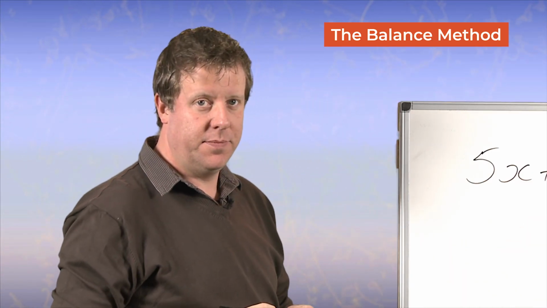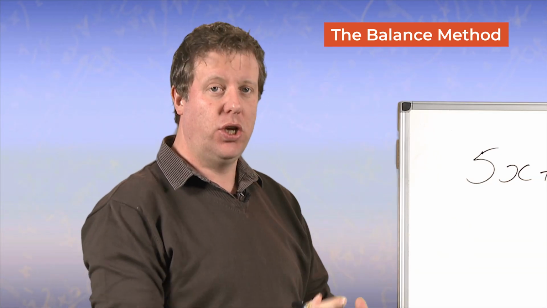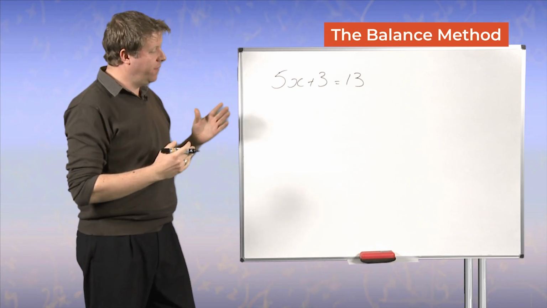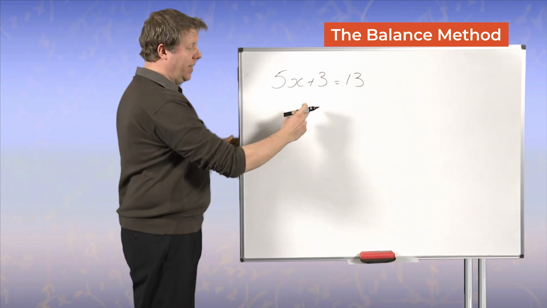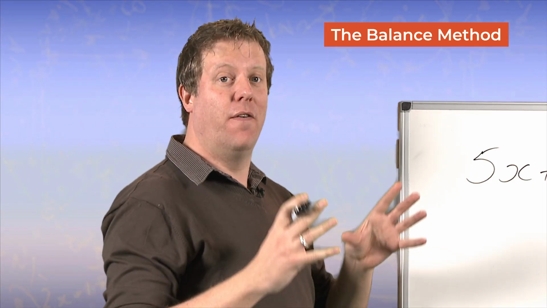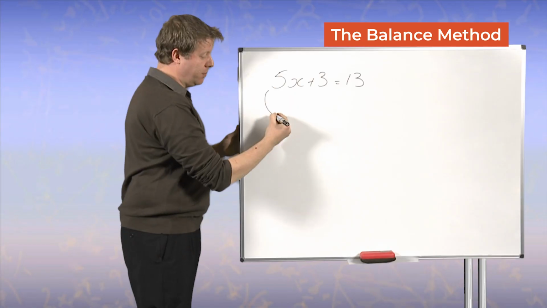equals 13. Now, the balance method works on the principle that whatever you do to one side of the equation, you do to the other. So when it comes to solving this one here, the first thing we want to get rid of is this plus 3. And we essentially get rid of that from both sides. So we do the opposite, which is to subtract 3.